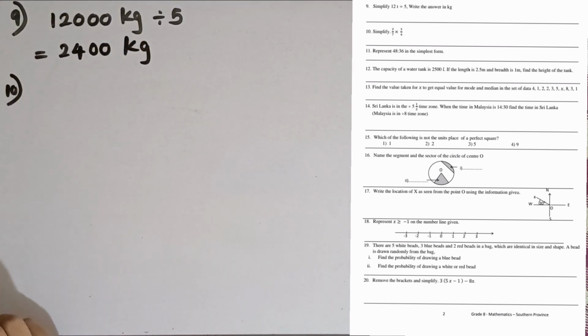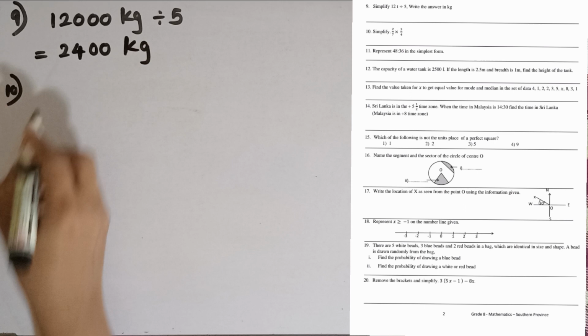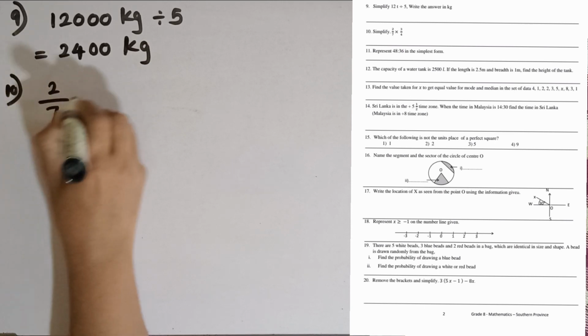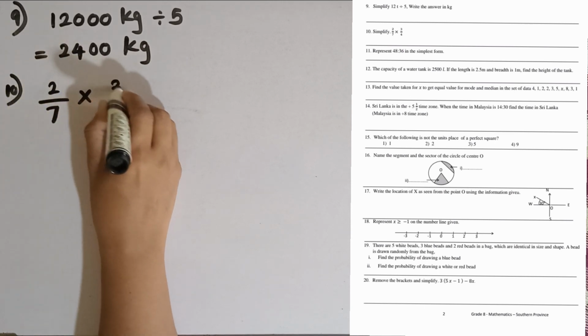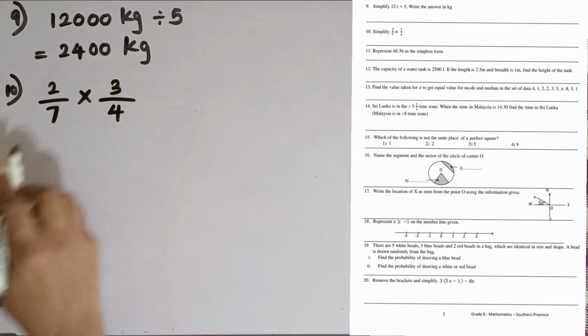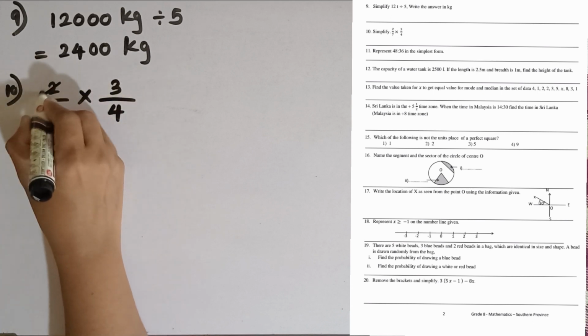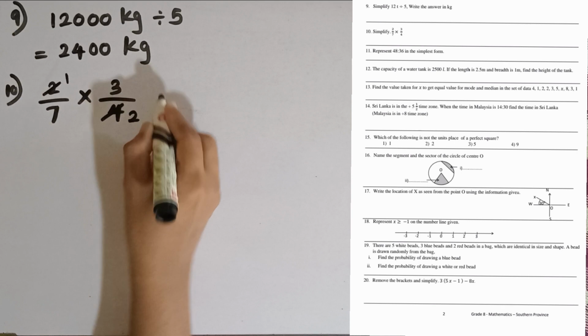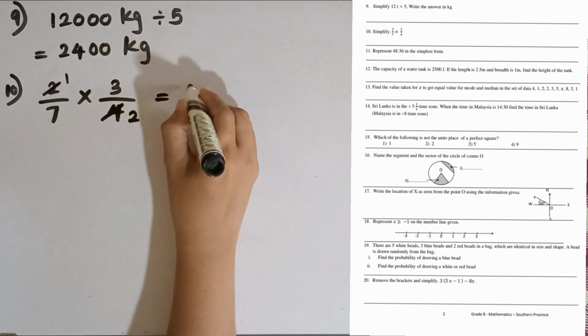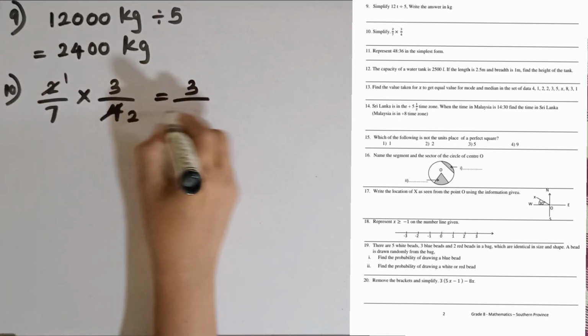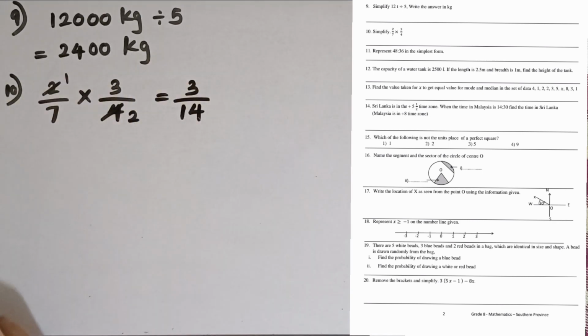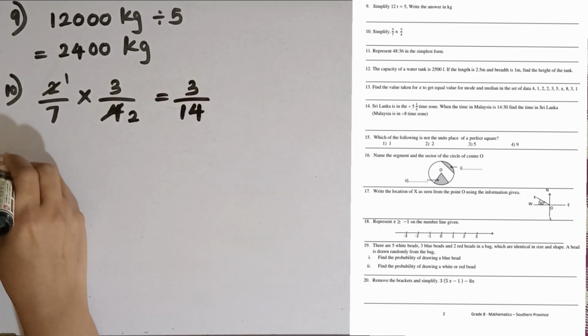Question number 10. We are given this to simplify. 2 over 7 multiplying by 3 over 4. We can simplify the common factors here. 2 divided by 2 is 1, 4 divided by 2 is 2. 3 times 1 is 3. Then 7 times 2 is 14. 3 over 14 is the answer.